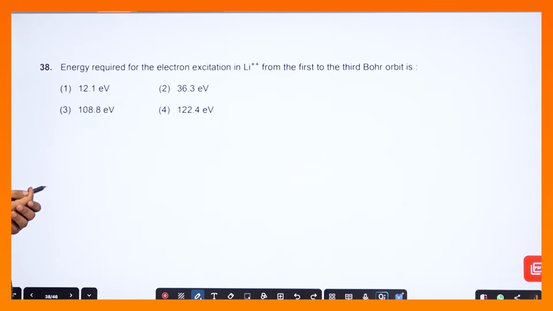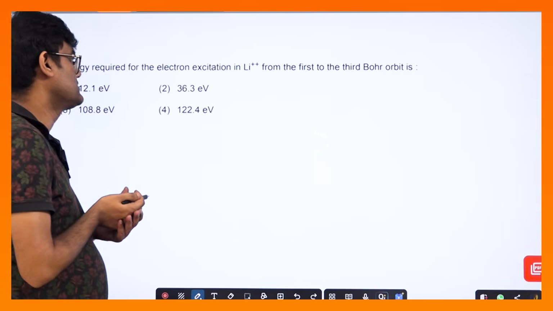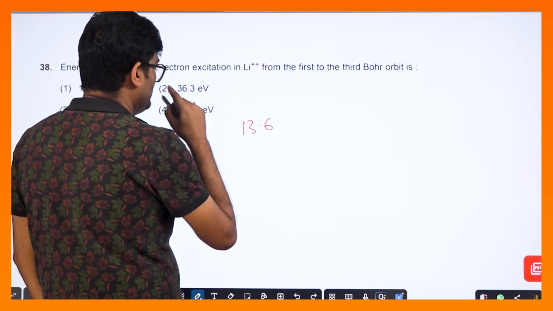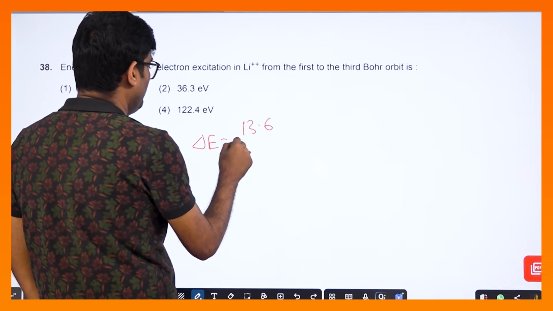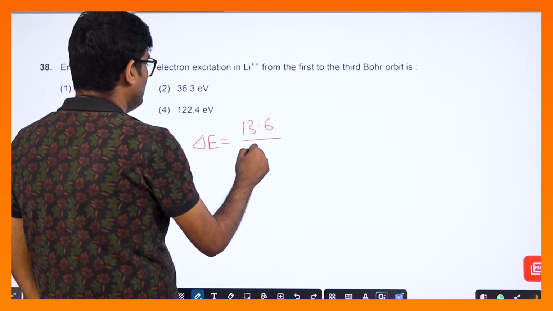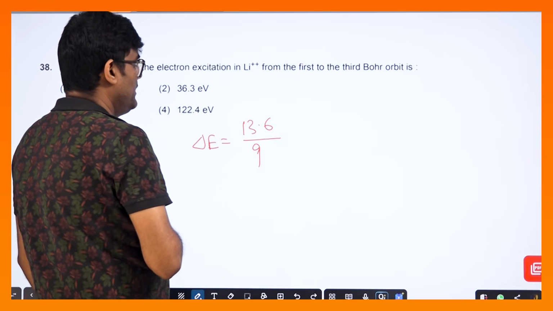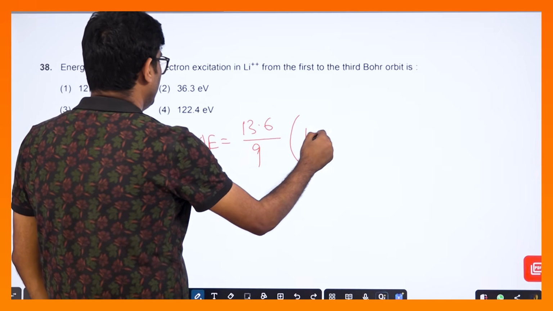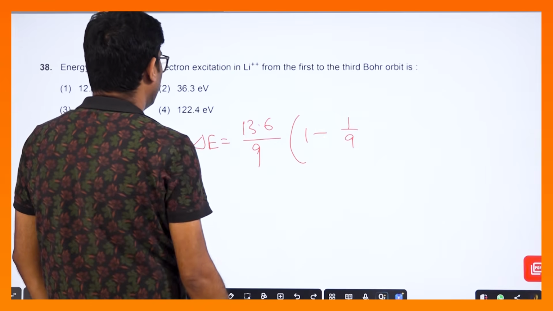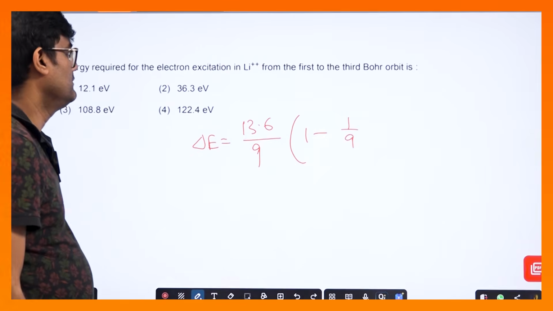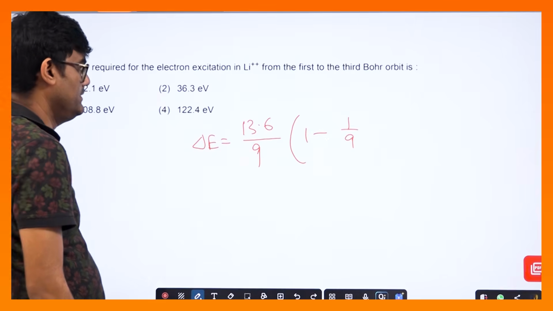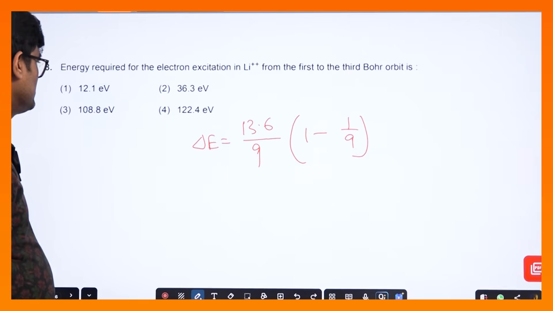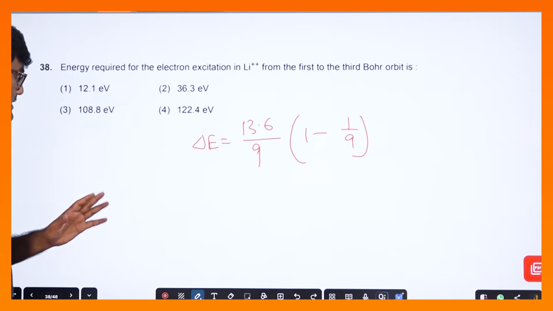Energy required for the transition of lithium plus from the first to third Bohr's orbit. It's a simple calculation based question. We know that delta E is equal to 13.6 Z square, right? Lithium has Z equal to 3, right? So Z square into, from the first to the third orbit, that means 1 minus 1 by 9, right? Third orbit means 3, so 3 square. Whatever it is, you can calculate 8 by 9 into this and you will get the answer.